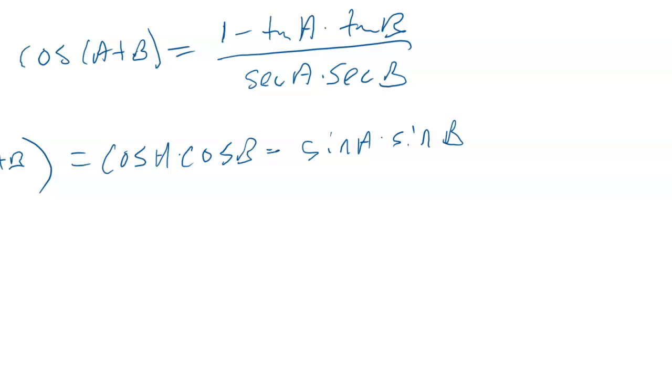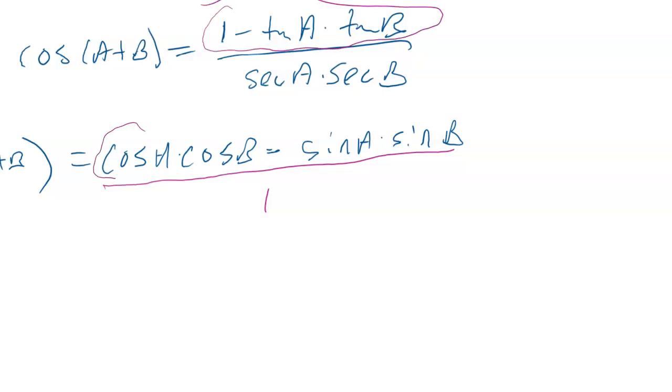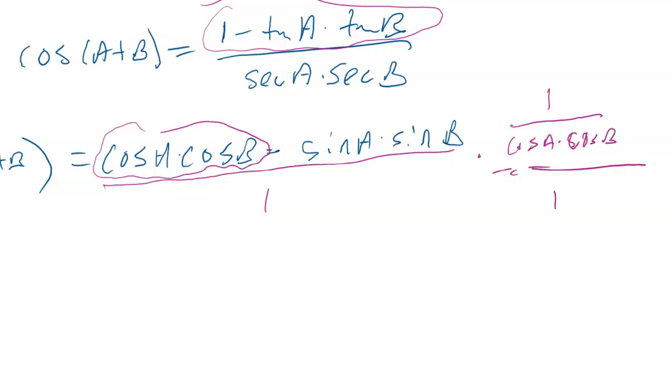I'm going to put this over 1 because I can do that. I have a fraction, and in the fraction, I have 1 minus some tangent stuff. Well, for this to go away, I would have to multiply the numerator by 1 over cosine A times cosine B. And I have to multiply the denominator by 1 over cosine A times cosine B because we're multiplying by reciprocals.